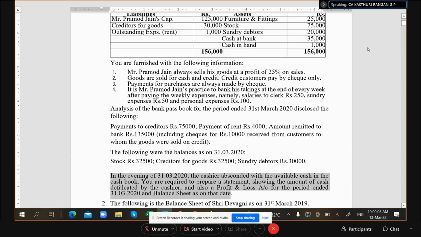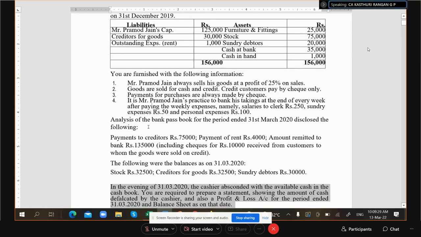And this is the important segment in this problem. The evening of 31st March 2020, the cashier absconded with the available cash in the cash book. You're required to prepare a statement showing the amount of cash defalcated by the cashier and also a P&L account for the period ending 31/3/20 and balance sheet. So based on the information given in the question, we have to prepare trading P&L. By preparing the cash account, you will find out what is the cash stolen or defalcated by the cashier. And of course, you have to prepare the balance sheet also.